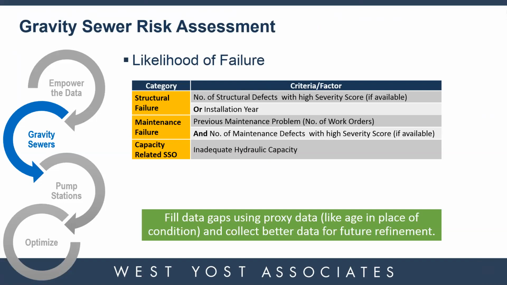We did use proxy data, the installation year or age of the sewer, in areas where we didn't have CCTV data. If you don't have your whole system inspected, you can sometimes find something that represents the same results. We did an analysis that showed that in their system, the older the pipe, the more defects it had, just as a general trend. So we were able to use installation years in quite a few pockets. I think they had about a third to a quarter of the system that hadn't been inspected when we started this process.